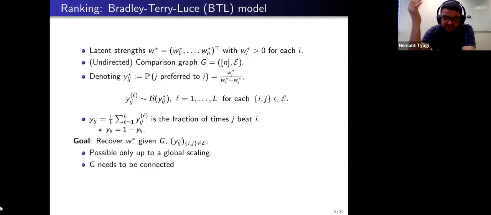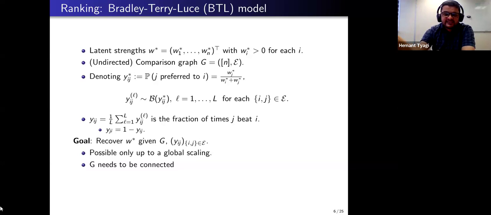Okay, so the data that we are given for each ij is the fraction of times j beats i, or conversely i beats j. So given the graph and, for each edge in the graph, the fraction of times i beats j, the goal is to recover this latent signal W star. Okay, so recover W star given the graph and this pairwise data Yij's.